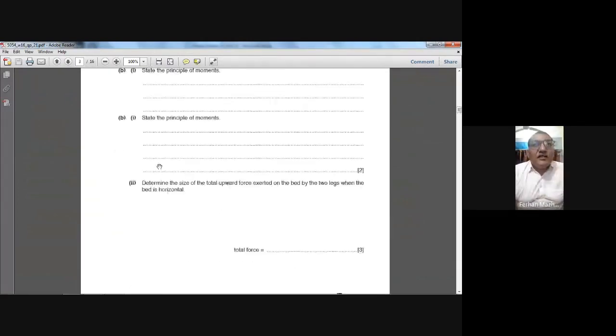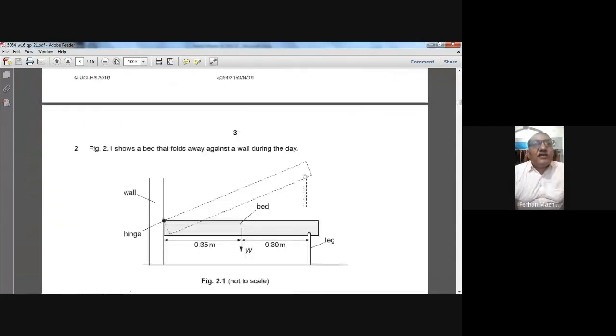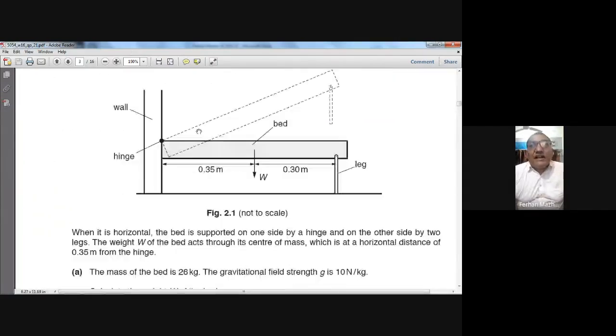Let me show you the diagram here. Let's make this size larger so you can understand. When the bed is horizontal, this is the pivot. Here is the center of mass of the bed, so here its weight is acting downward. Here in the legs, an upward force will be acting. This weight of the bed will be trying to produce a clockwise moment, but the reaction in the legs will be trying to produce an anti-clockwise moment. The clockwise moment and this anti-clockwise moment will be equal to each other.